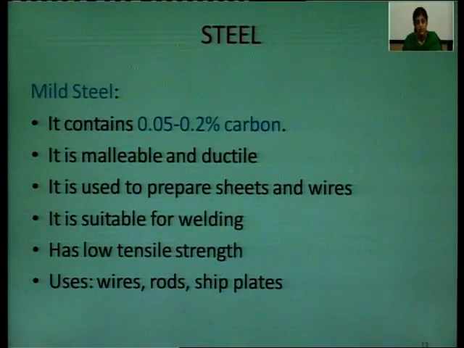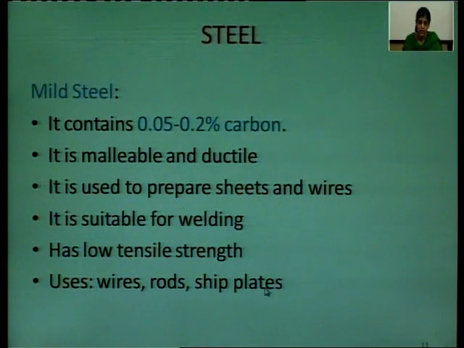Mild steel contains 0.05 to 2%, note it down. It contains 0.05 to 2% carbon. It is malleable and ductile, and it is used to prepare sheets and wires. It is suitable for welding, and it has low tensile strength. Its tensile strength is quite low. So, this type of steel is used for making wires, rods, ship plates, etc.